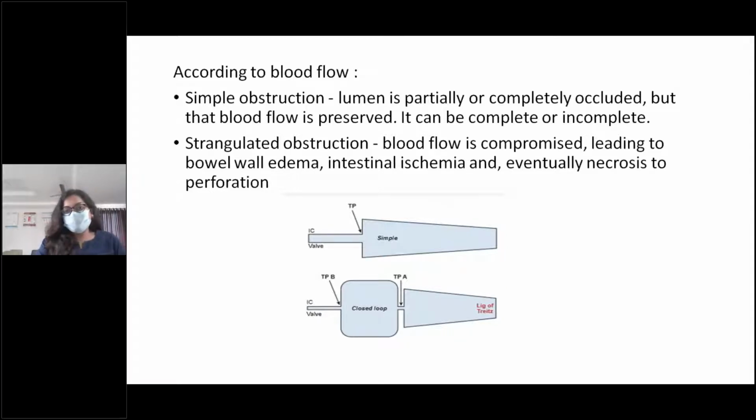In simple obstruction, the lumen is partially or completely occluded, but the blood flow is preserved. So it can be a complete simple obstruction or an incomplete simple obstruction. In case of strangulated obstruction, the blood flow is compromised, leading to bowel wall edema, intestinal ischemia, and eventually necrosis to perforation. Here we can see a diagram. This is a simple obstruction, and the below one is the closed loop obstruction or strangulated obstruction.